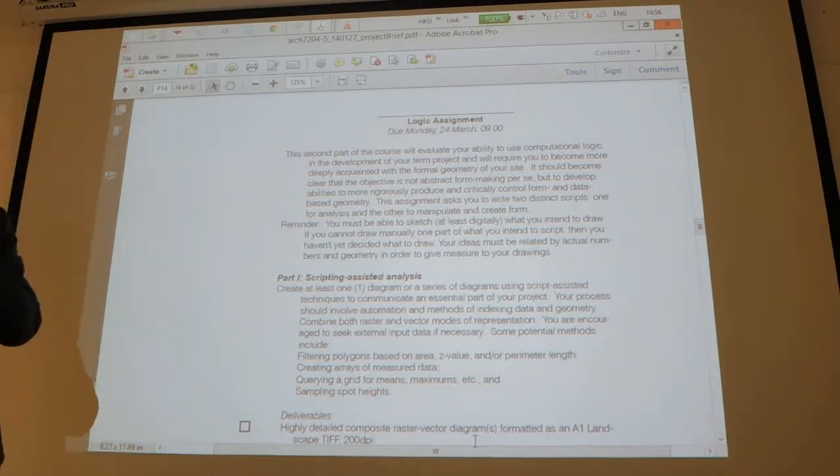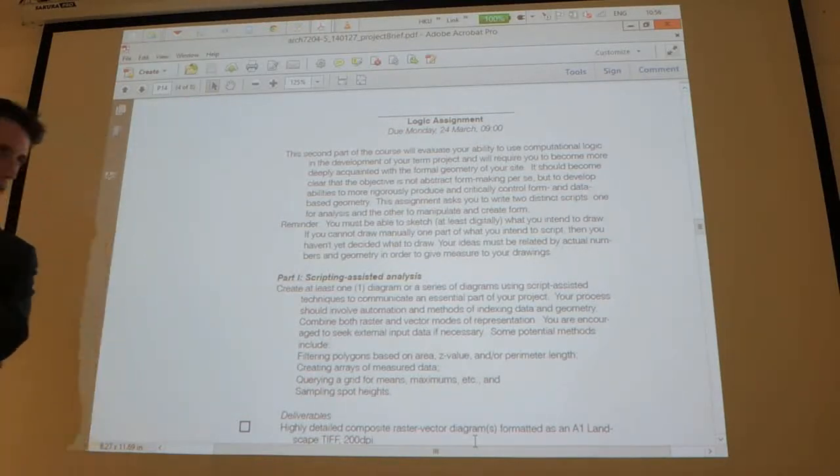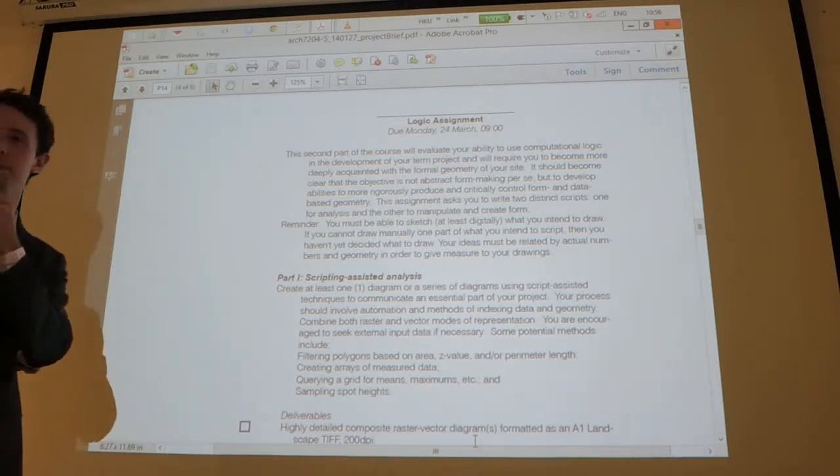So if you cannot manually draw one part of what you intend to script, then you haven't yet decided what to draw. Your ideas must be related by actual numbers and geometry in order to give measure to your drawings. I don't mind helping people solve problems that you run into. But just be mindful that you must at least try to draw it by hand in order to think through how you would script it.